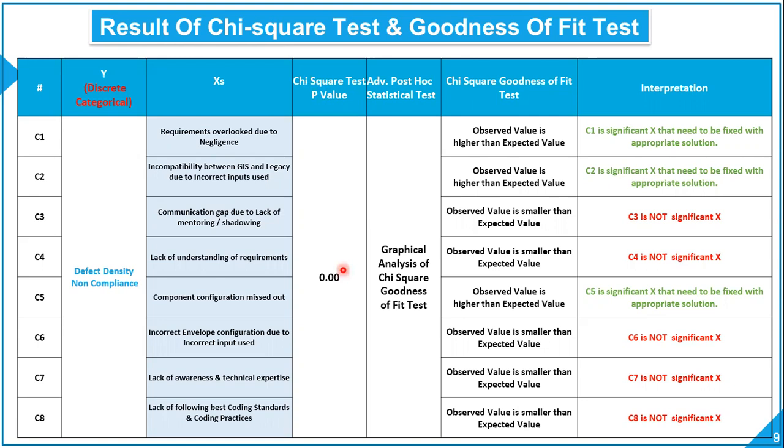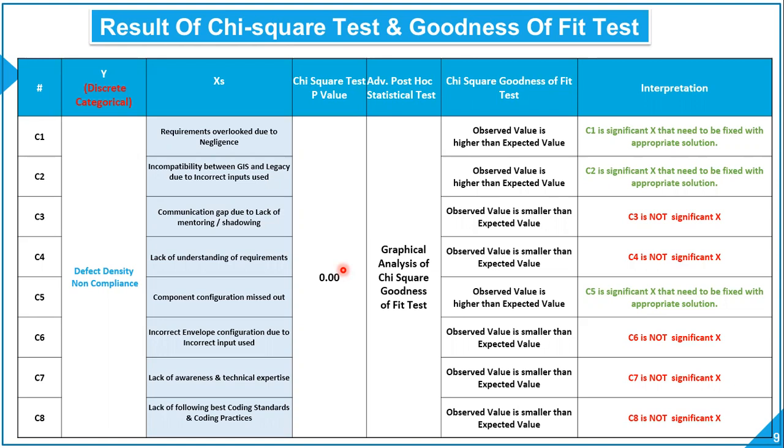And our alternate hypothesis is what? Our alternate hypothesis is that one or few of the causes from the CI matrix, or one or few of the critical causes from the CI matrix, have a statistically significant impact upon our Y.